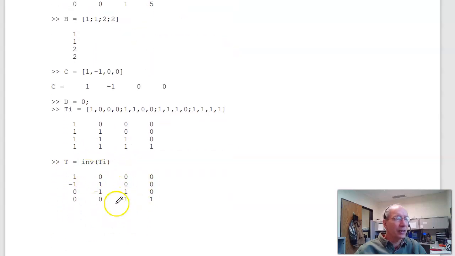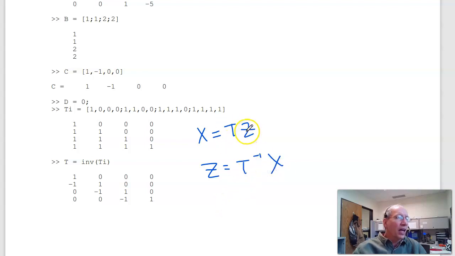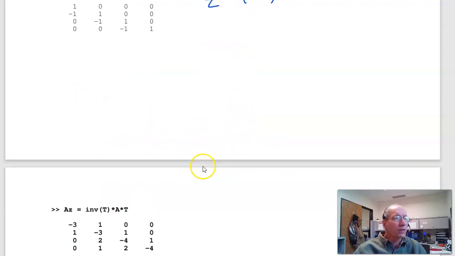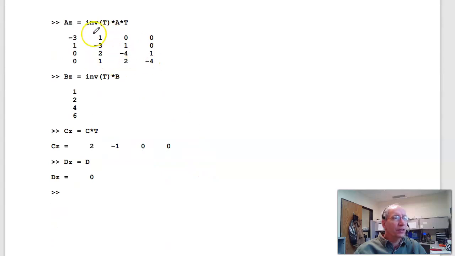Take the inverse, this is T. What that is, it's x is equal to T times z, or z is T inverse times x. And that's the change in variable going from x to z. Once I've got the similarity transform, I can form the new system. Your new A matrix is T inverse A T. The new B matrix is T inverse B, C times T, D. So here's another perfectly valid way to represent the system, just with the change in variables.